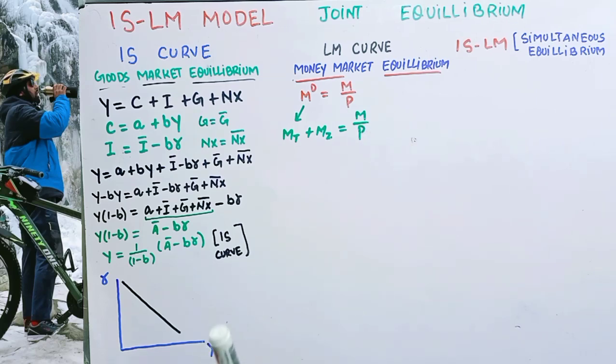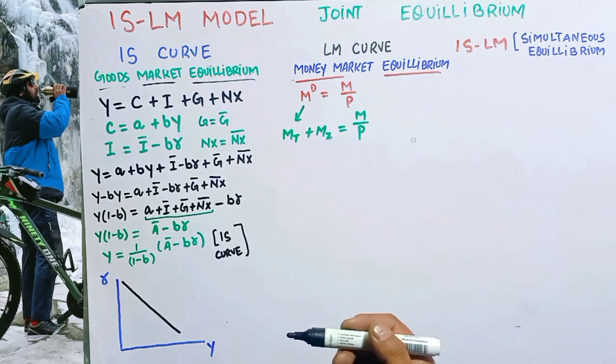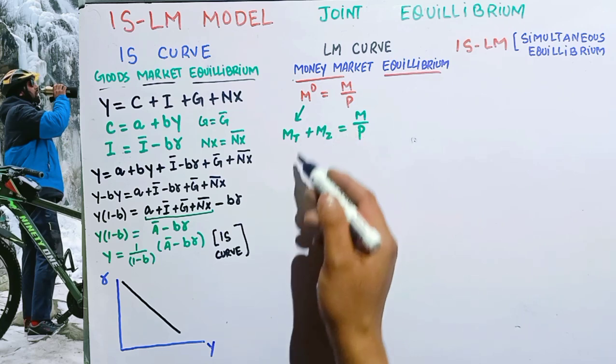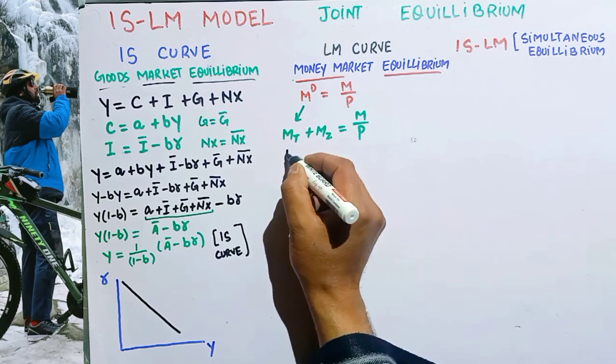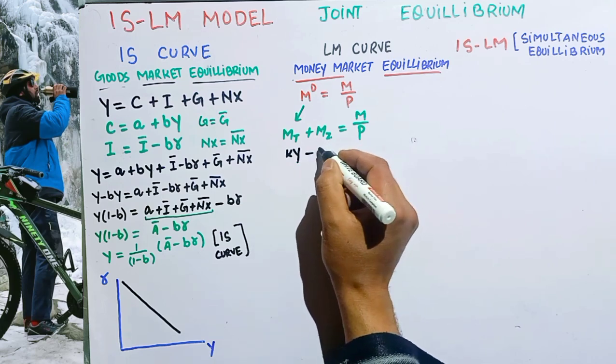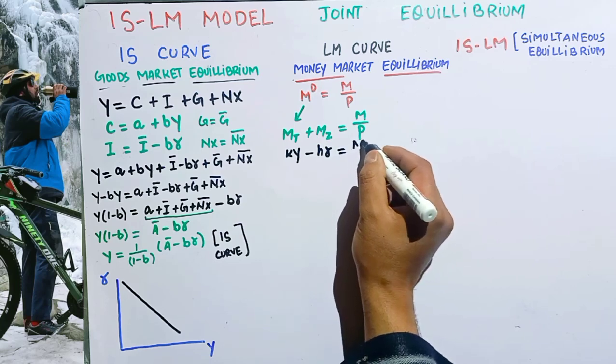Demand for money has two components, that is the transactionary demand for money and the speculative demand for money. Let me write it here. Let's denote it by KY minus HR, which should be equal to M upon P.